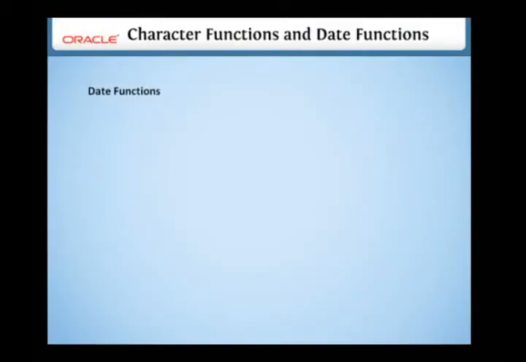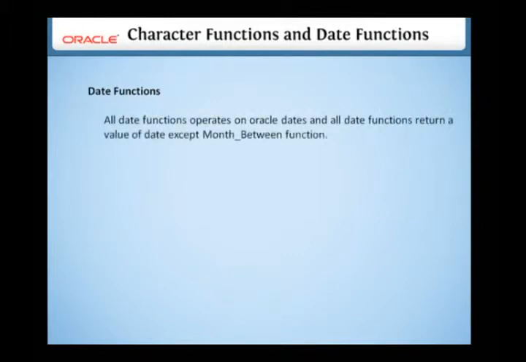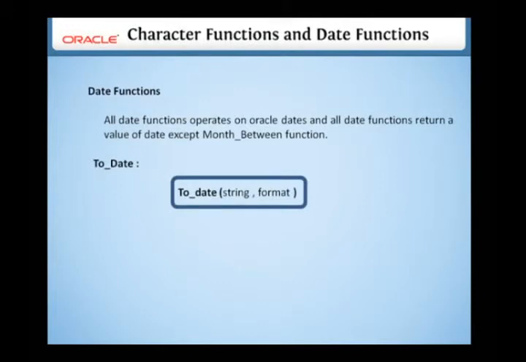Date functions. In this section, we are going to concentrate on the date functions. Generally, all date functions operate on Oracle dates, and all date functions return a value of date except the MONTHS_BETWEEN function. This function returns a numeric value as months between the two dates. First, we will see the function TO_DATE. Here is the syntax of the TO_DATE function. TO_DATE(string, format).